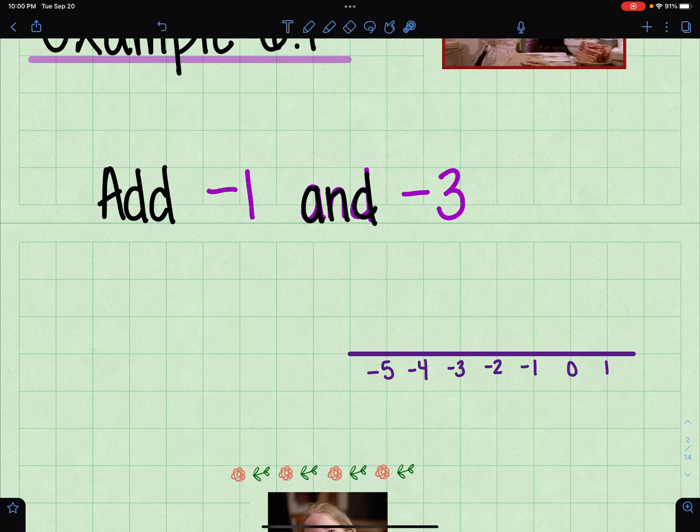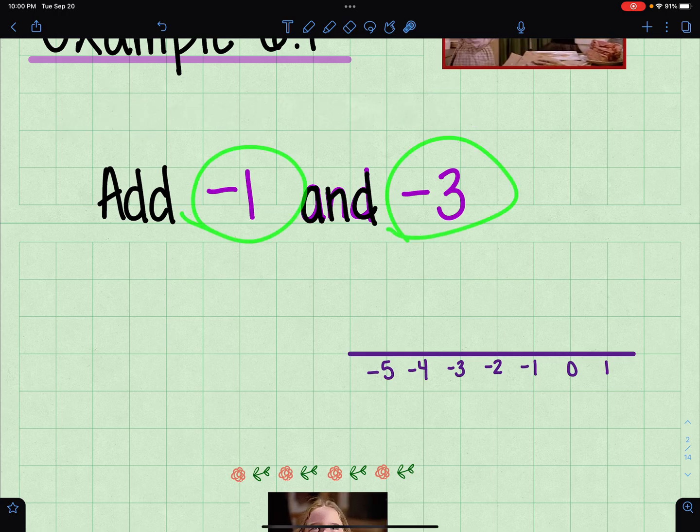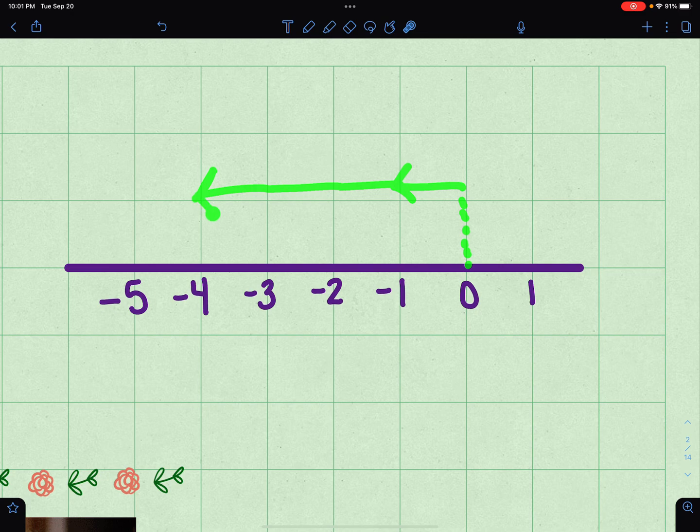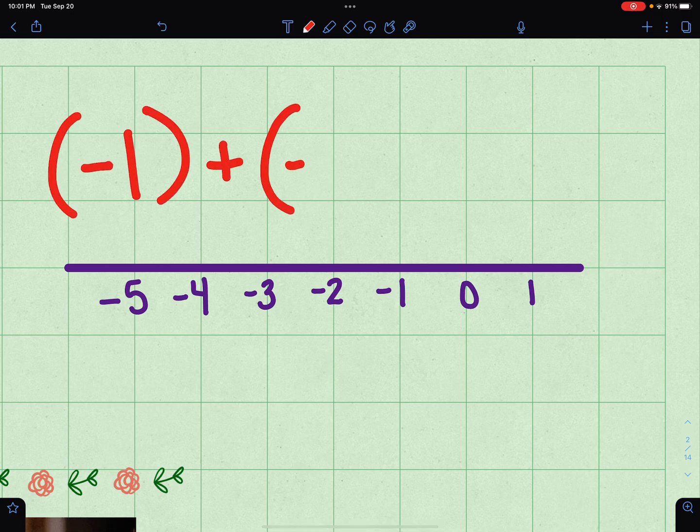What about a -1 and a -3? Again, we start at the origin. -1 means 1 to the left. -3 means 3 more spaces to the left. And then we're at -4. If I write that a different way, it's like this: -1 plus, this is going to be important, so literally pay attention to how it's written.